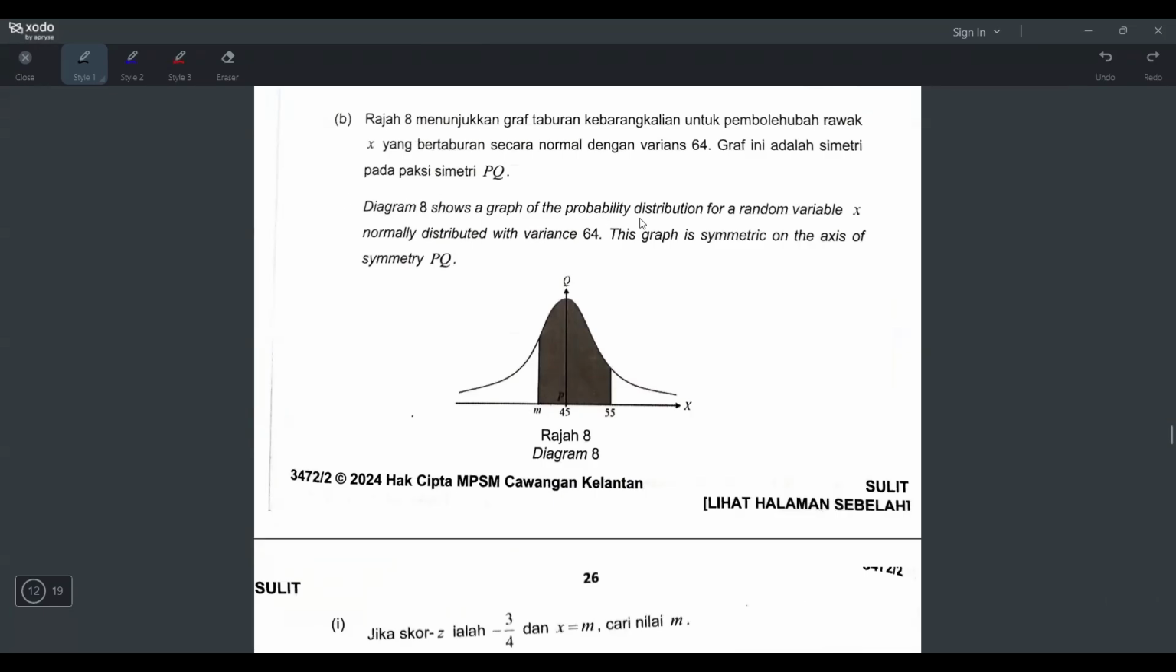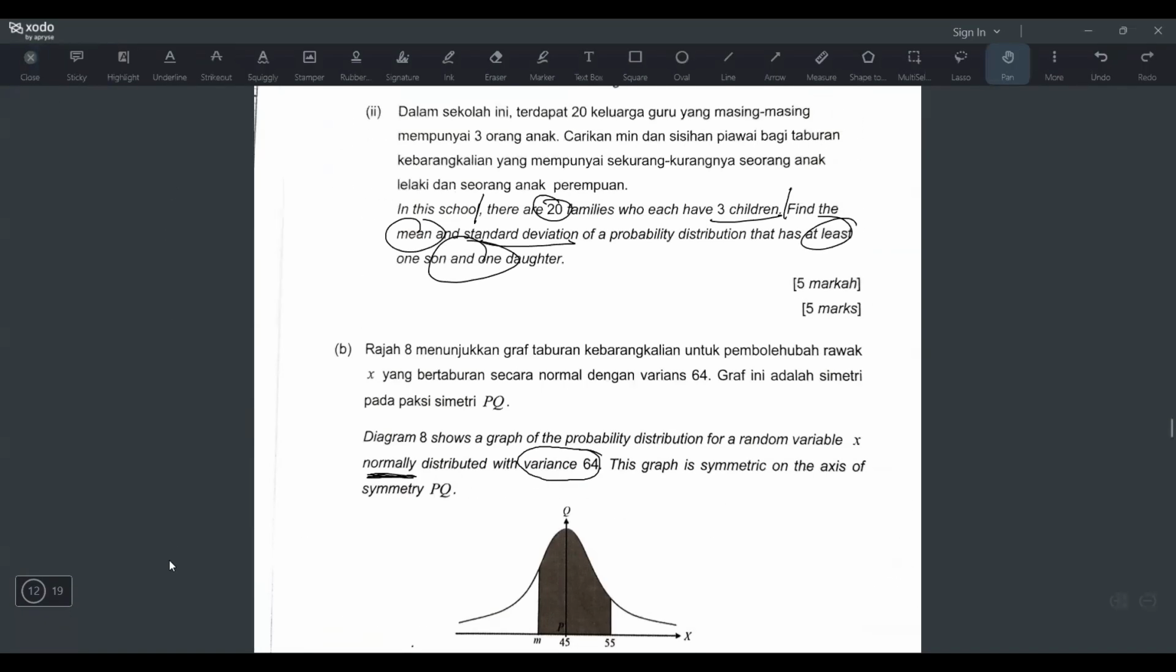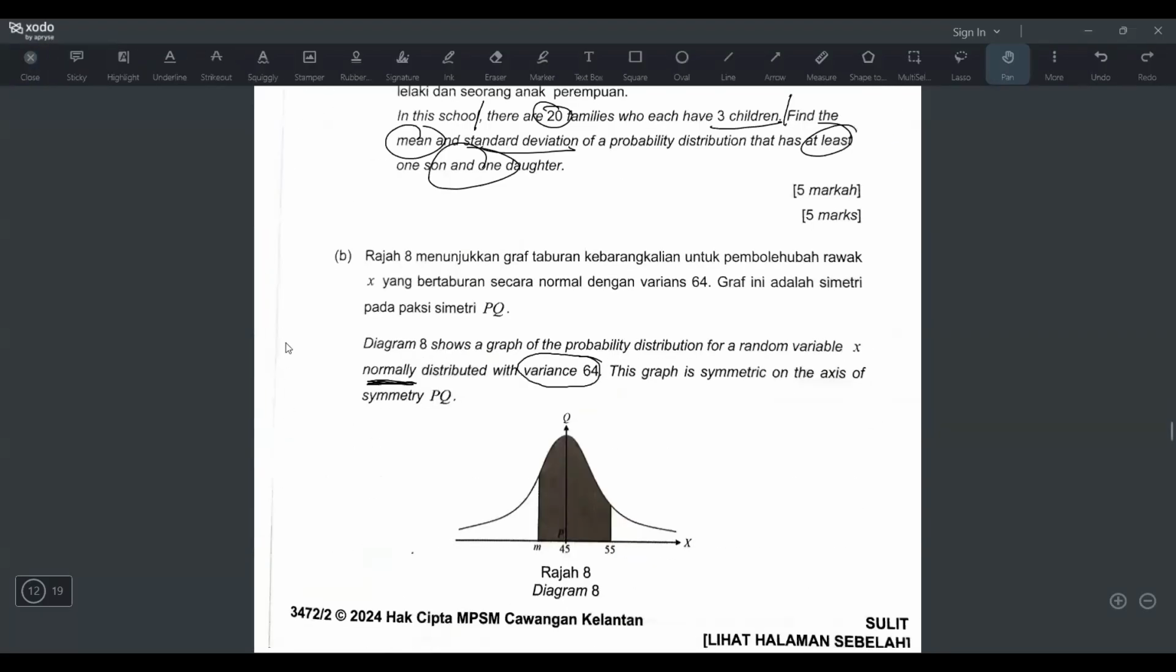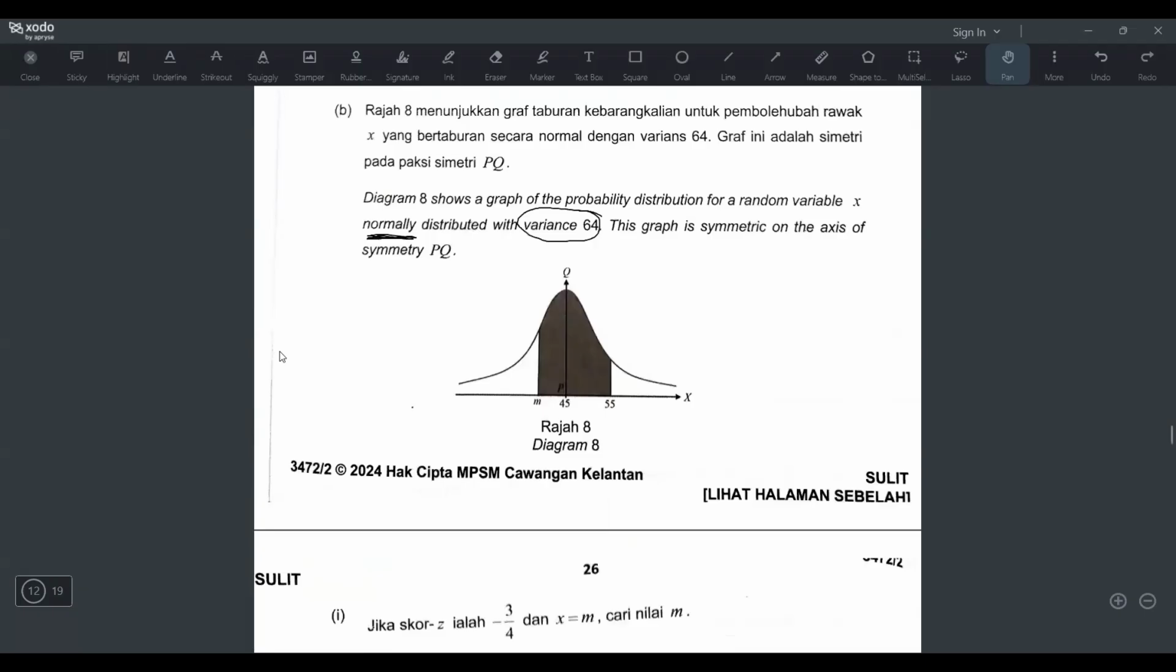Diagram 8 shows a graph of probability distribution for a random variable X normally distributed with a variance of 64. So when you see the word normal, normally, it means this is normal distribution and you cannot use all these formulas. Cannot. This one is only binomial can use, right? So for normal distribution, you need to refer to the Z value table, right? So later we need to take out the Z value table. But it's okay. For now, let's read the question first.